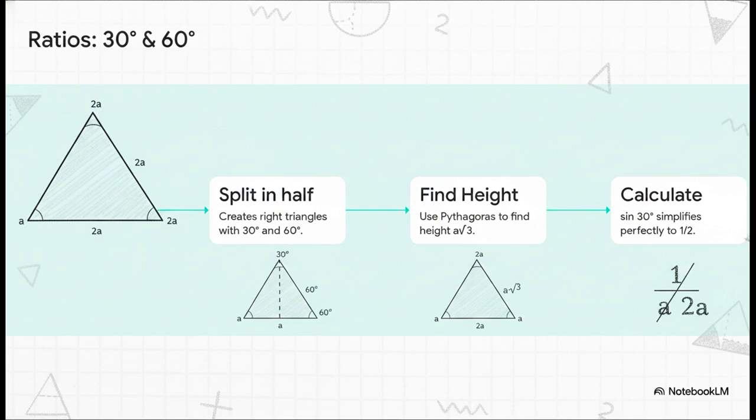If we use Pythagoras on this newly sliced triangle, we find that the straight line we just drew has a height of a root 3. So looking at that 30-degree angle at the top, the opposite side is a, and the hypotenuse is 2a. Sine is opposite over hypotenuse, right? A divided by 2a. The a's cancel out, leaving us with exactly 1/2. It's like magic. We just geometrically crafted the exact ratios for both 30 and 60 degrees out of thin air.